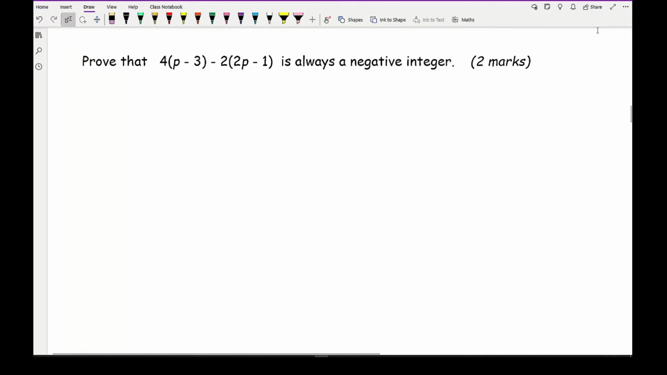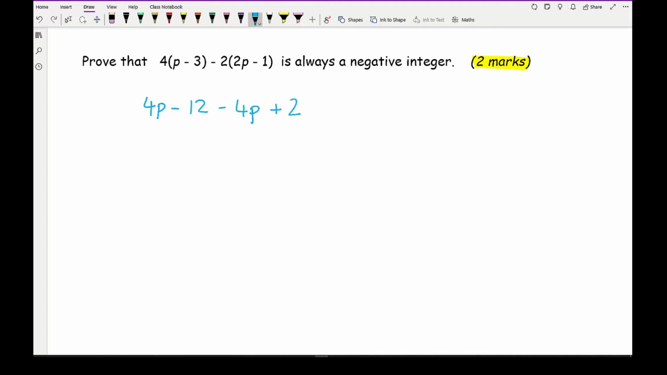Now looking at our next question, it says prove that 4 lots of p minus 3 minus 2 lots of 2p minus 1 is always a negative integer. Now p can be any value in any number, so let's have a look, and it's only worth 2 marks. It shouldn't involve that much working out. So let's get started. First thing I want to do is expand the brackets. So if I expand the brackets out, I get 4p minus 12 minus 4p plus 2.